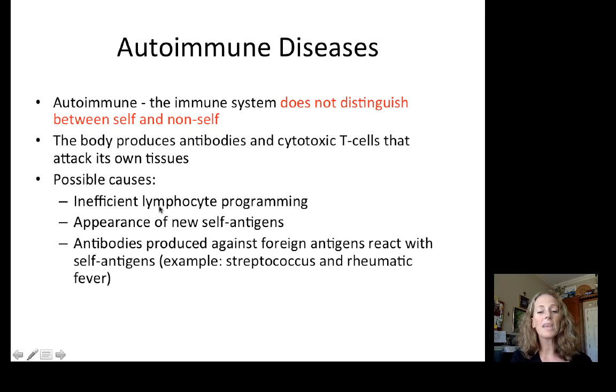Some of this could be inefficient lymphocyte programming, for example, a problem with the immunocompetence development. This could also be the appearance of new self-antigens, something new that's created in the body. Or it could be that the antibodies produced against a foreign antigen could begin to react with a similar self-antigen.